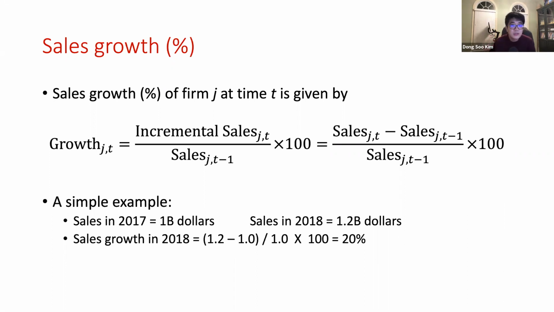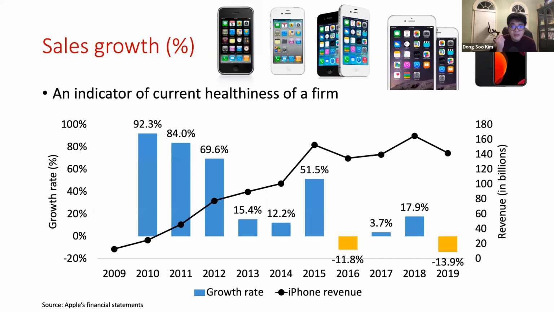Sales growth is a good indicator of the healthiness of a firm's business. This figure shows the sales growth of iPhones during the last 10 years. The line graph displays iPhone revenues in each of the years, and the bar chart shows the growth rate computed from the revenues. And as you can see, during the first 3 years, from 2010 to 2012, sales growth was very, very high, about 92%, 84%, and 70%.